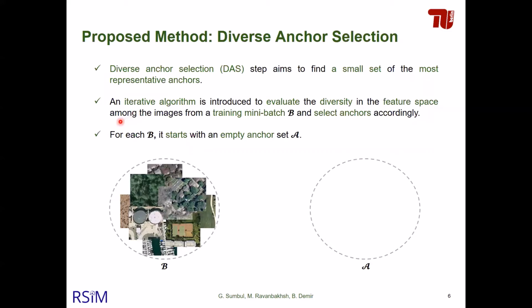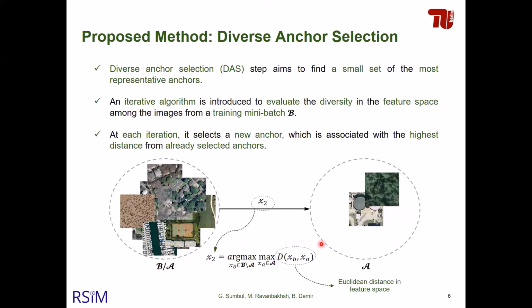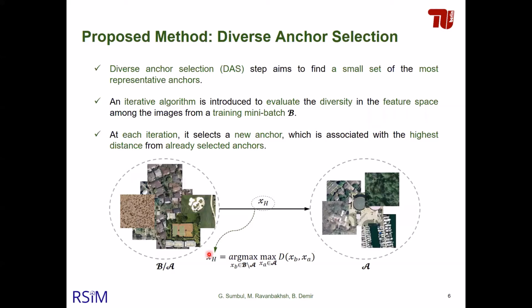The first step aims at finding a small set of most representative anchors. To this end, we introduce an iterative algorithm to evaluate the diversity of images in the feature space from a training mini-batch B and accordingly select a small set of anchors. This algorithm starts with an empty anchor set A. Then the proposed diverse anchor selection strategy randomly selects the first anchor from B, which is put into A. After the first anchor, this iterative algorithm selects a new anchor which has the highest distance in the feature space from already selected anchors. The algorithm is stopped when the desired number of anchors are selected in total.